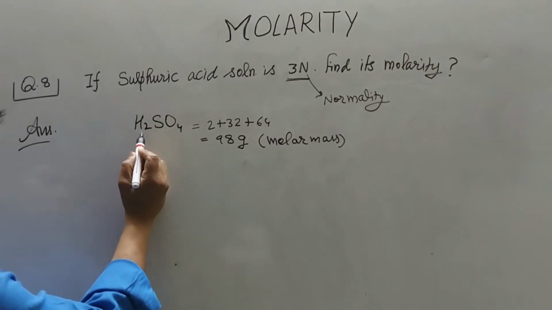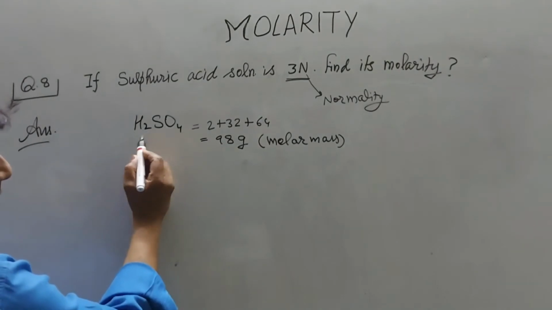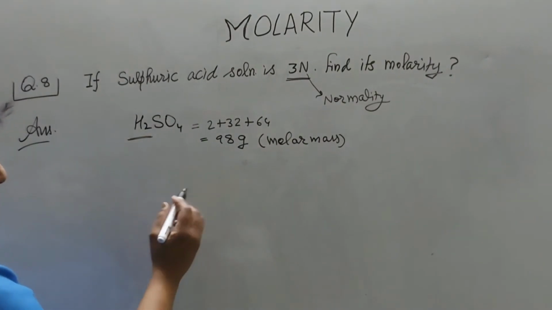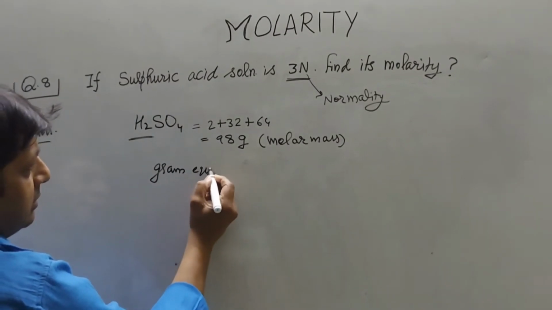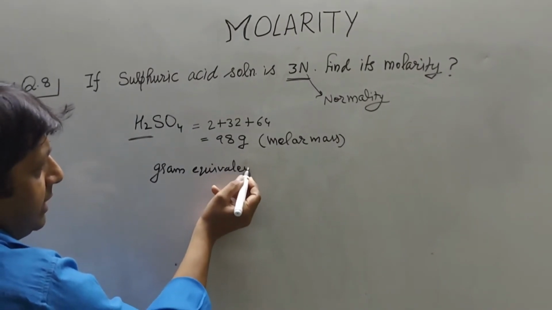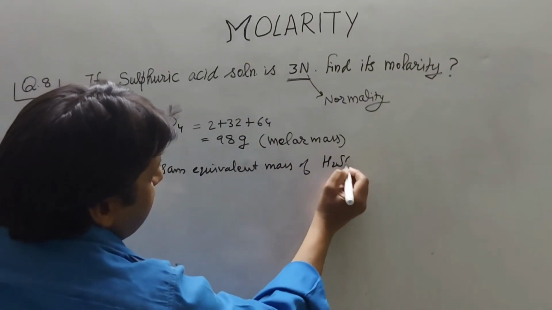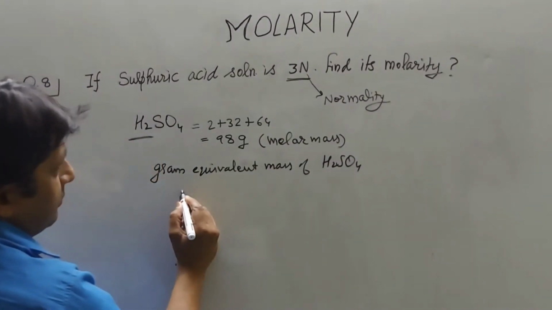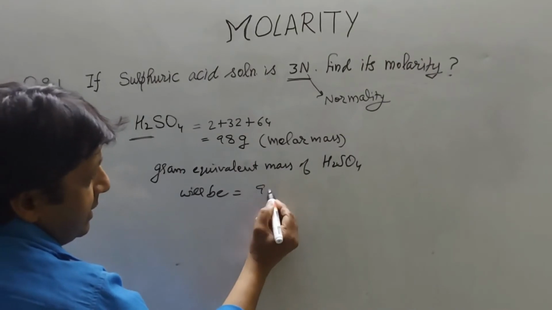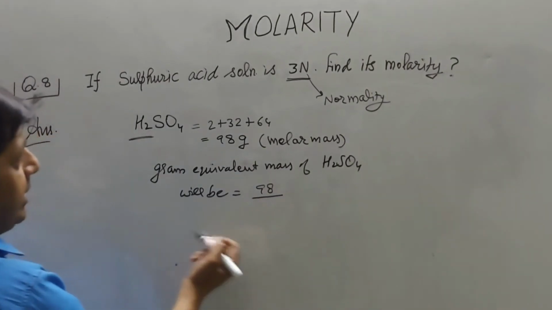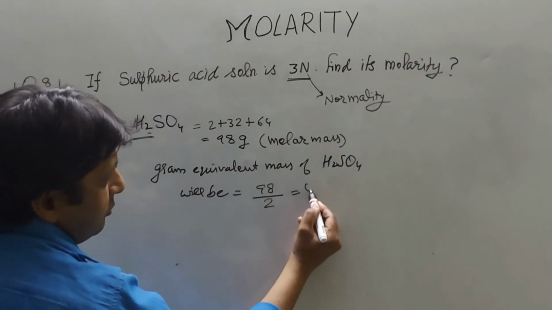In sulfuric acid, 2 hydrogen atoms get displaced in its aqueous solution. That is why its basicity is 2. Therefore we will have gram equivalents. Gram equivalent mass of sulfuric acid will be 98 gram molar mass divided by basicity. Basicity is 2, this subscript 2, this is equal to 49.